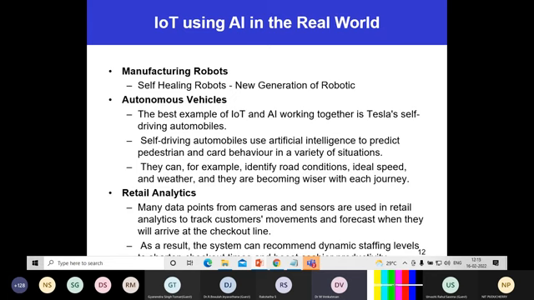It uses artificial intelligence to predict pedestrian and car behavior in a variety of situations, like identifying road conditions, ideal speed, and the weather. Accordingly, the vehicle will be driven. That is already there. Then retail analytics. People are trying to use IoT and AI in retail analytics to make more profit. Many data points from cameras and sensors are used to track customers' movements and forecast when they will arrive at the checkout line.